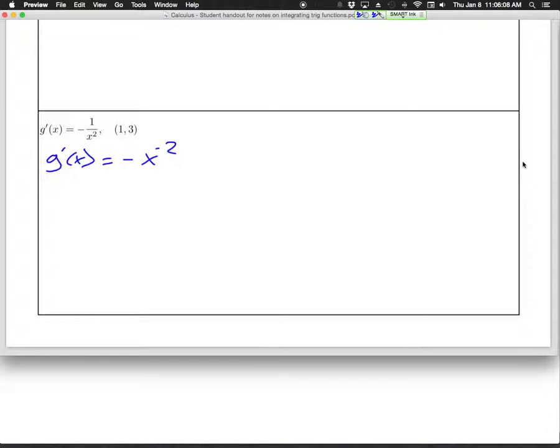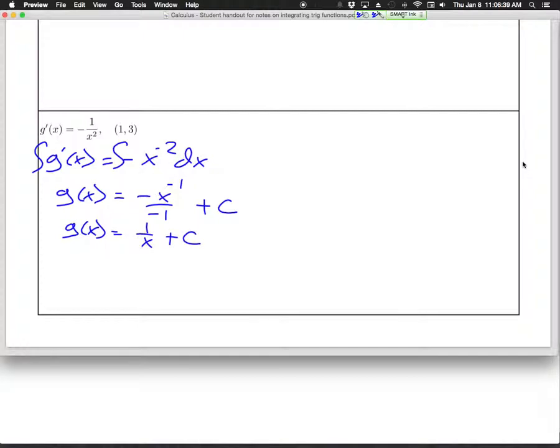Then what? You add 1 and divide by it. So I want to integrate, which means there really needs to be a dx here. What do I get when I integrate g prime of x? I get g of x. So over here, I need to add 1, which makes it negative 1, and I divide by it. And don't forget about the plus c. So clean that up a little bit. I have g of x equals 1 over x plus c.